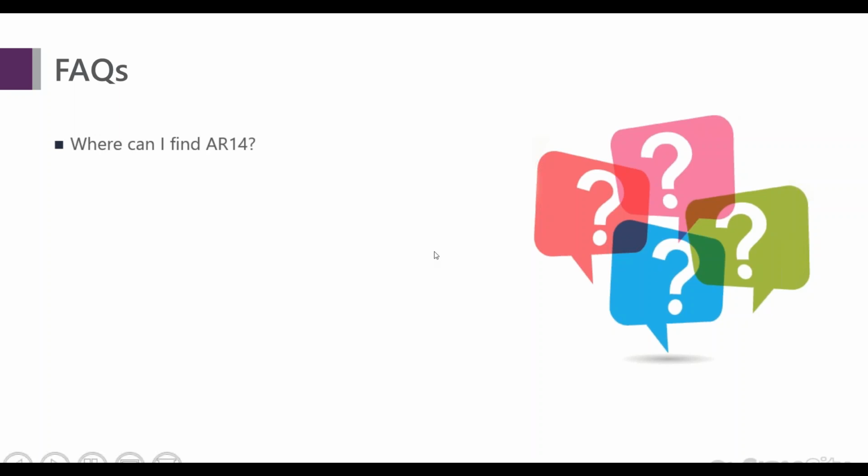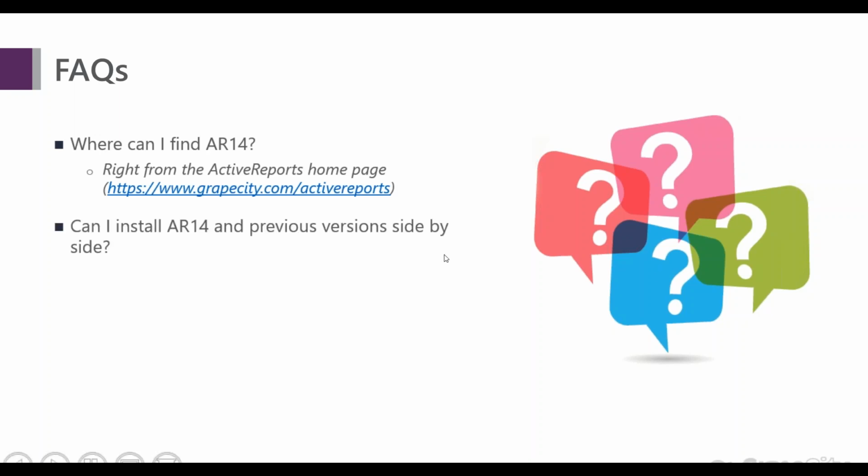Perfect. Thank you. And then Troy, is it possible to install multiple versions of ActiveReports side by side? Absolutely. You can install the latest ActiveReports 14 alongside previous versions, including ActiveReports 13, 12, and so on. Perfect. Thank you. And Tyler, how do I know if I'm eligible to get a free copy of ActiveReports 14? You'll be eligible for the free copy of ActiveReports 14 if you have ActiveReports 13 with maintenance. All right, perfect. Thank you.